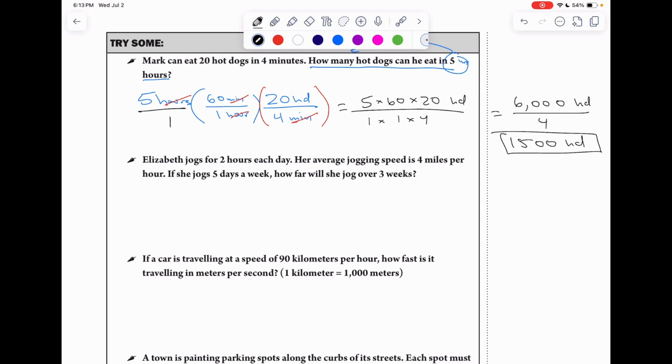All right. For the next guy, Elizabeth jogs 2 hours each day, 2 hours in 1 day. Her average jogging speed is 4 miles per hour, per 1 hour. If she jogs 5 days in 1 week, how far will she jog over 3 weeks? We want a distance when we know she's going 3 weeks. So let's put 3 weeks on our paper. Let's see what will help us cancel out weeks.